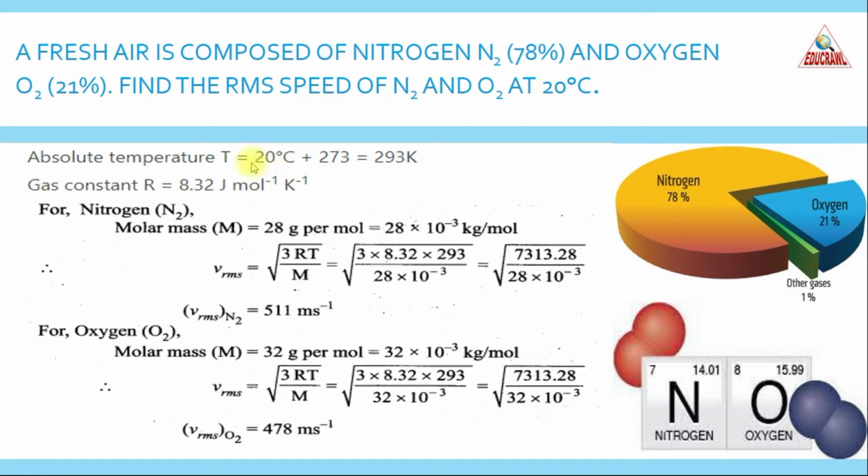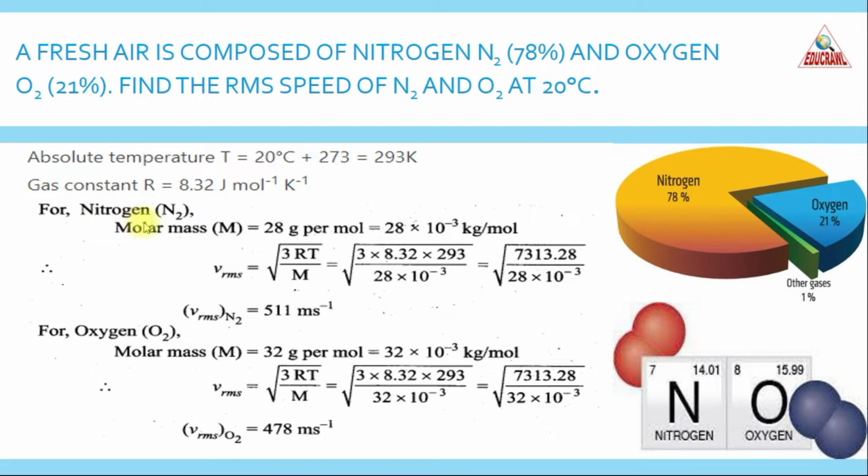Before we start the problem, we have to convert all units into SI units. So degrees Celsius has to be converted into Kelvin. So we are adding 273, and the answer will be 293 Kelvin. And the gas constant R is equal to 8.31 joule per mole per Kelvin.